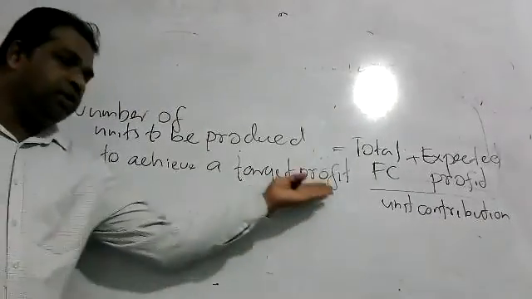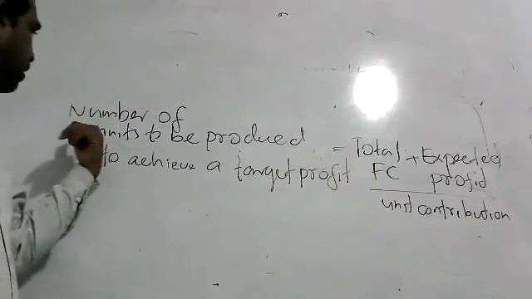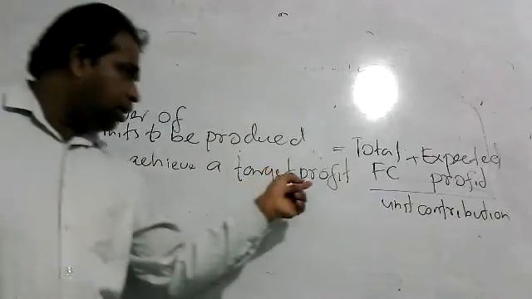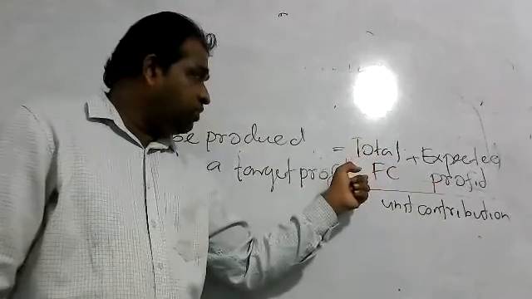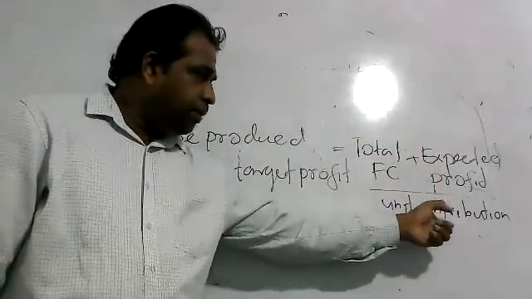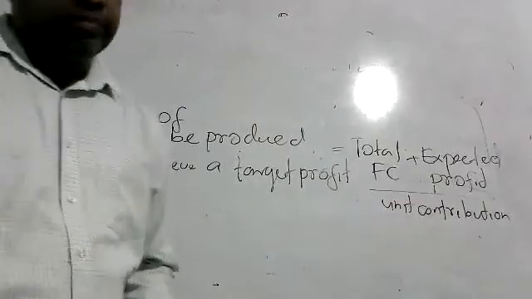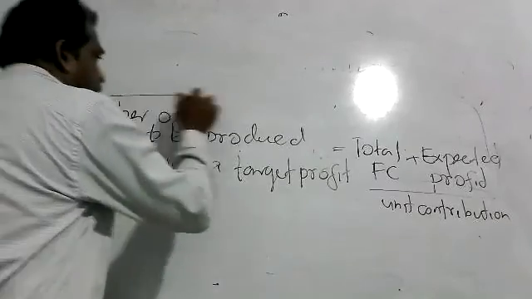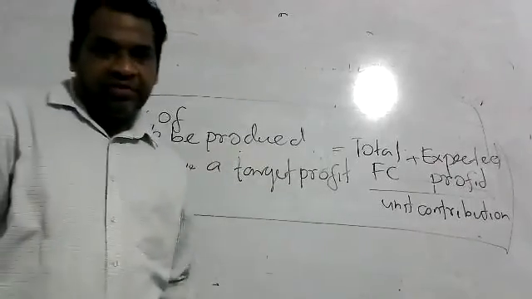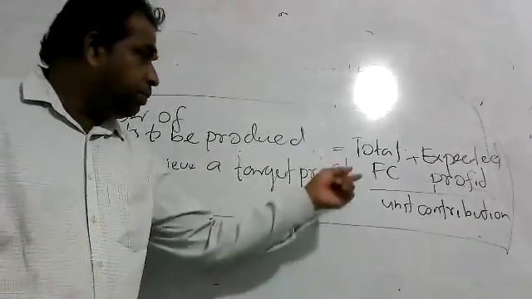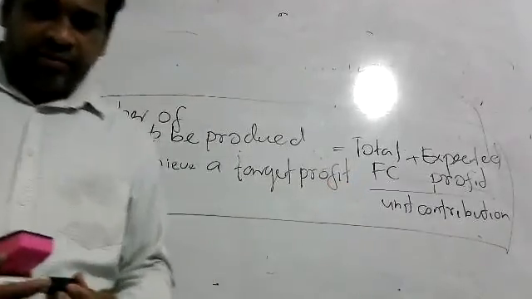It is better to practice these formulas and remember them for the examination. If you can remember these formulas, you can easily solve the question. To find the number of units to be produced to achieve a target or expected profit, you should find total fixed cost, add the expected profit, and divide it by unit contribution. Right. These formulas are important at the examination to solve the questions. So again, I remind you to remember these formulas to calculate the answers.